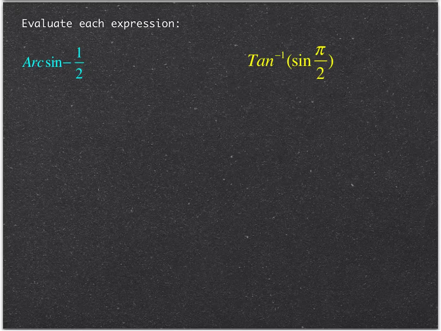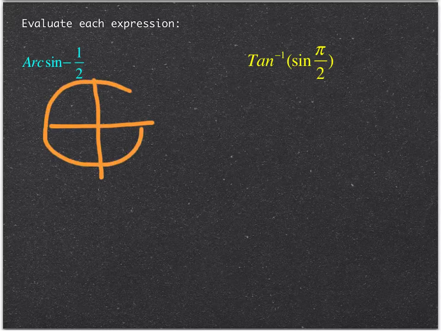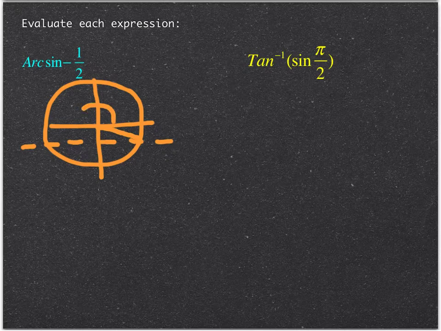Alright, evaluate each expression, arc sine of negative 1/2. So basically, remember, we're looking for an angle here, the angle whose sine is negative 1/2. So if we think about this on the circle chart here, I'm just going to kind of draw this out a little bit. Where sine is negative 1/2, that's going to be down here someplace, because that's my y values being negative 1/2. And seemingly I can have two angles here, one negative one that drops down here, one positive one that swings way around over here.